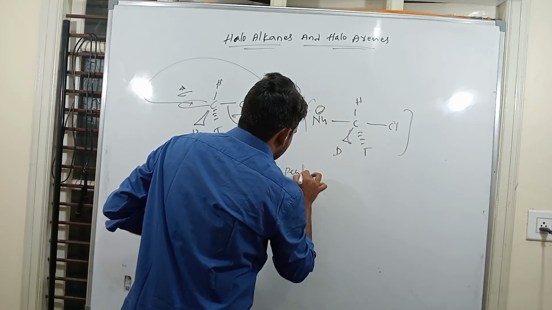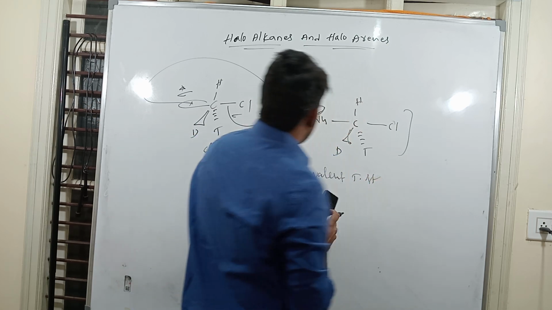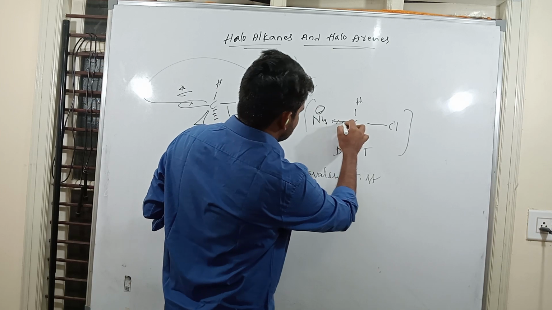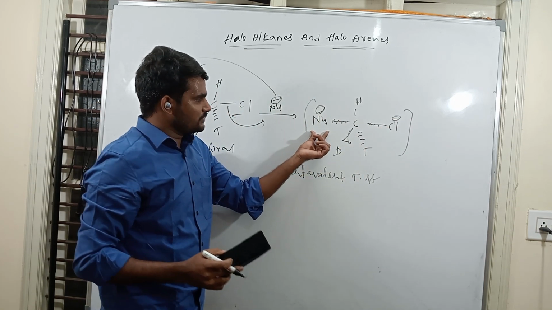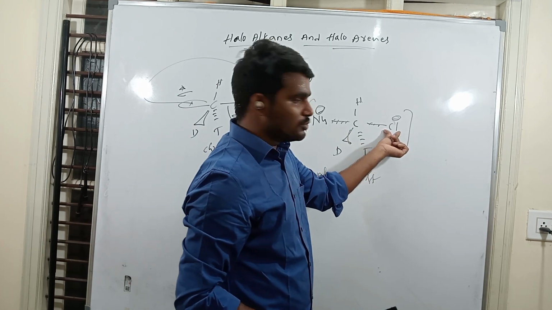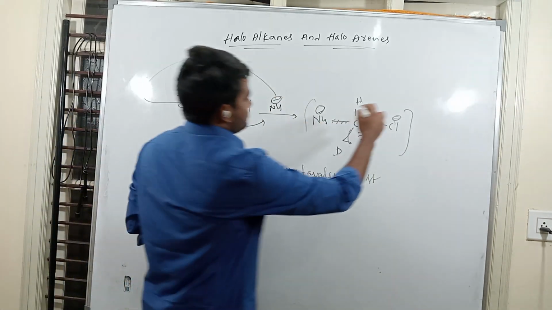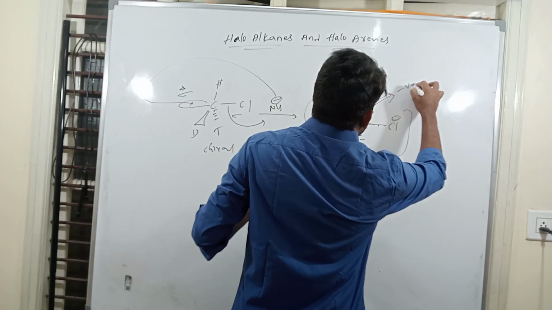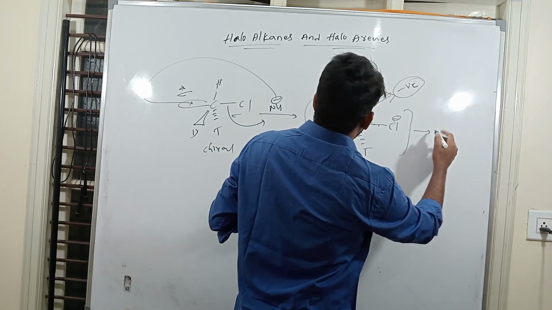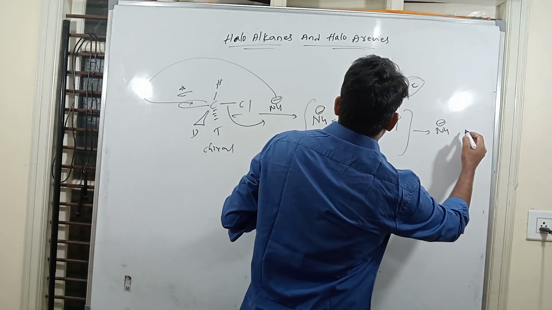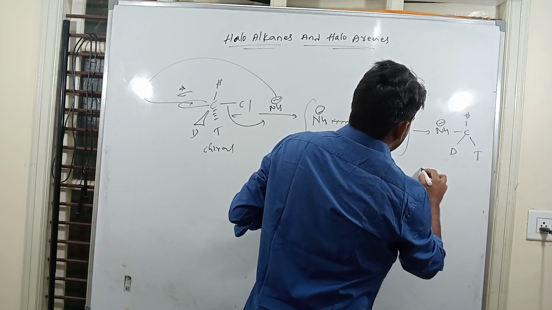Pentavalent transition state. In that pentavalent transition state, the nucleophile already has a negative charge and the leaving group also has a negative charge. So the transition state increases the negative charge. After that, the leaving group leaves and forms an inversion product like this.